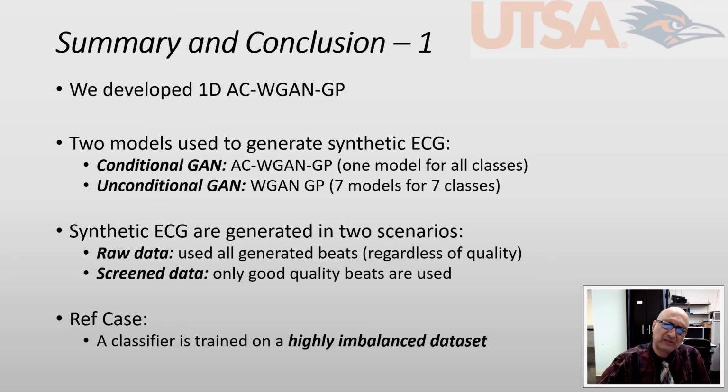So to sum up, in this study we developed a 1D auxiliary classifier Wasserstein GAN with gradient penalty model. We generated data in two models, conditional GAN and also unconditional GAN. 7 models for 7 different classes. And also we generated data in 2 scenarios, screened and also unscreened or raw data. And we used the reference case to compare the other cases with the reference case to select the best scenario, best study.